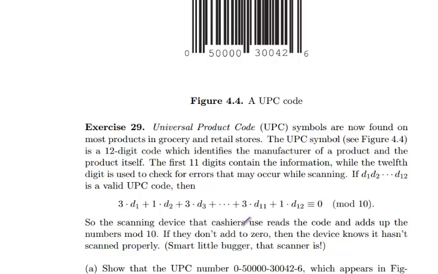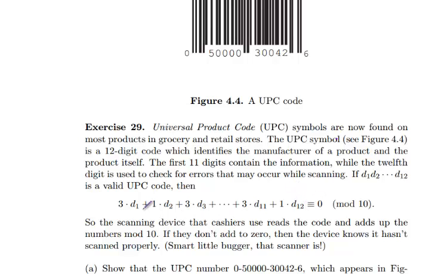All right, notice the pattern here. The 12 digits are D1 through D12, so here's D1 and here's D12. The UPC code is designed such that 3 times D1, in this case that would be 3 times 0, plus 1 times D2, which would be 1 times 5, plus 3 times D3, which is 3 times 0, plus 1 times D4, etc. You alternate 3, 1, 3, 1, and so on. You get up to 3 times D11, D11 is here, plus 1 times D12.